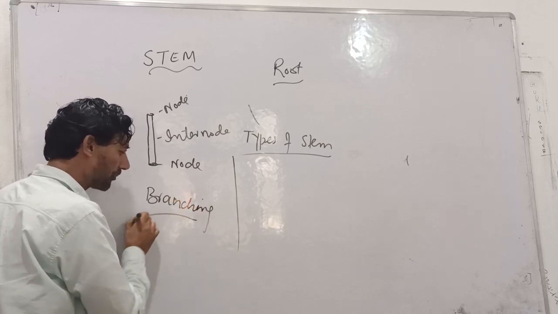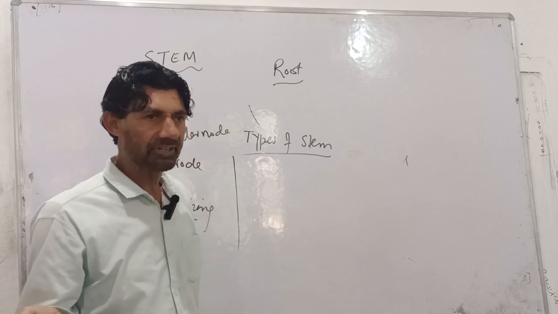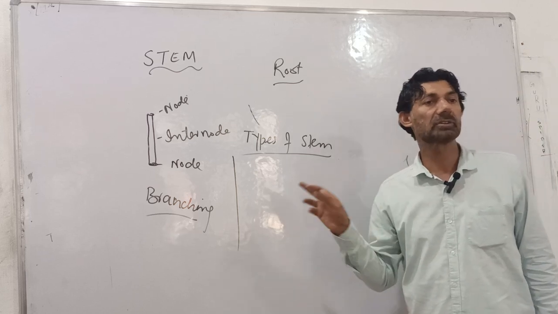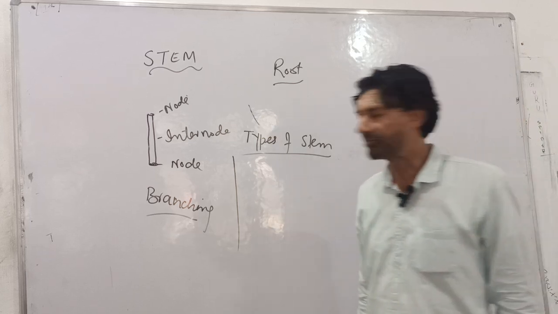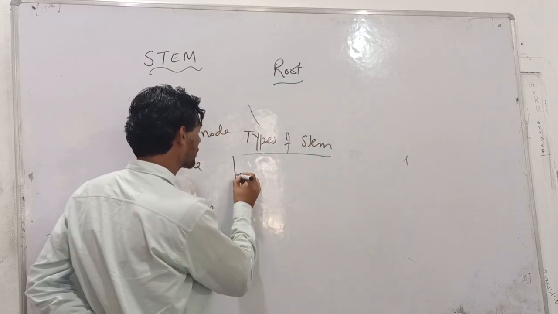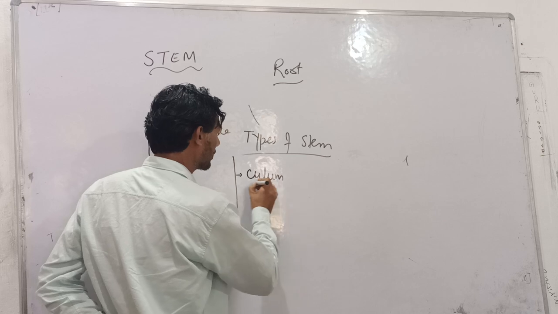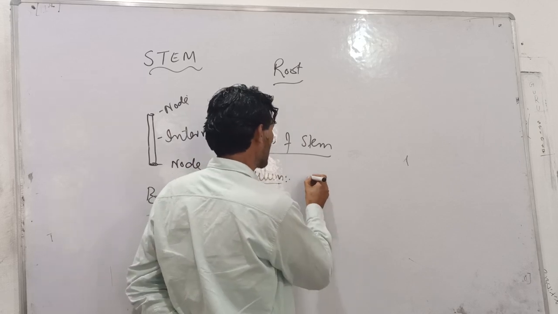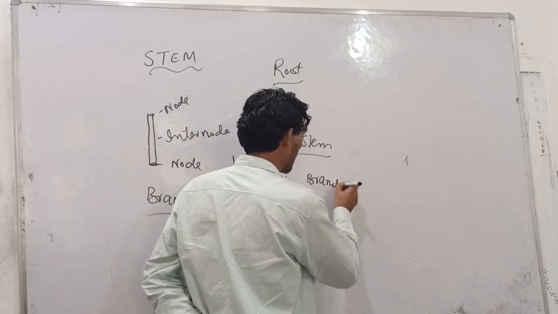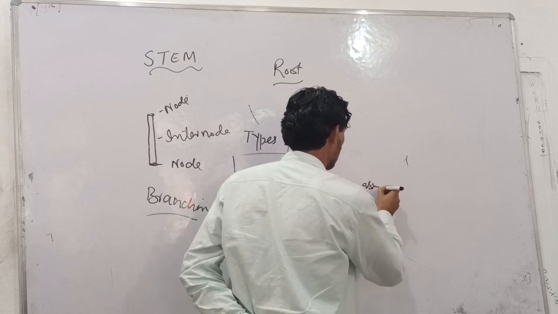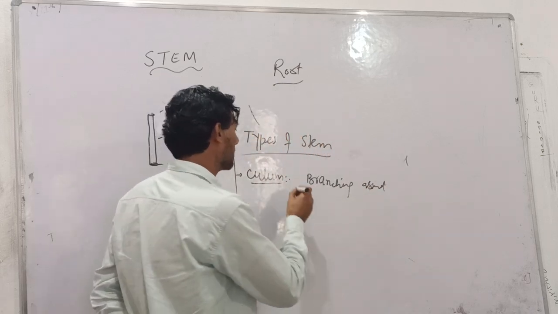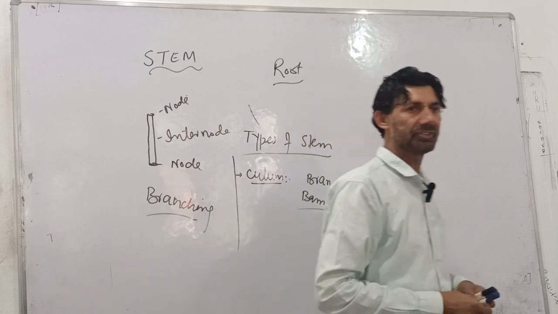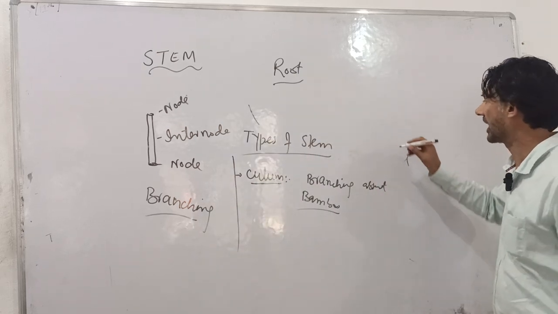In some stems, branches are totally absent; in some stems, branches are present. So the stem is classified into various types. The first is called culm. In a culm, branching is absent. An example is the bamboo plant. In the bamboo plant the stem is unbranched.